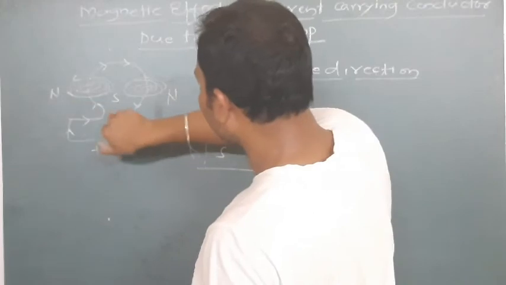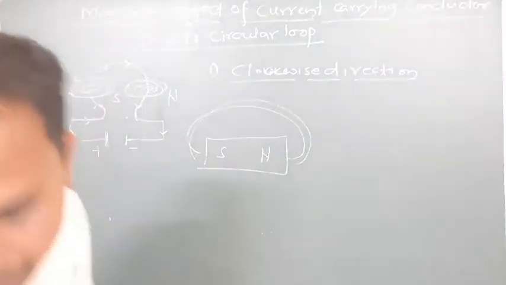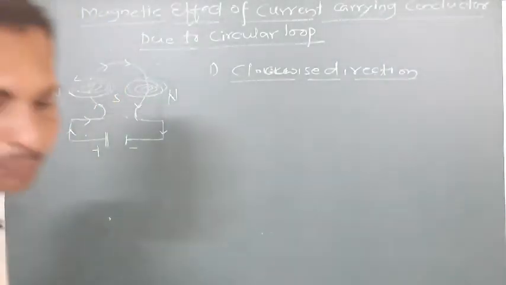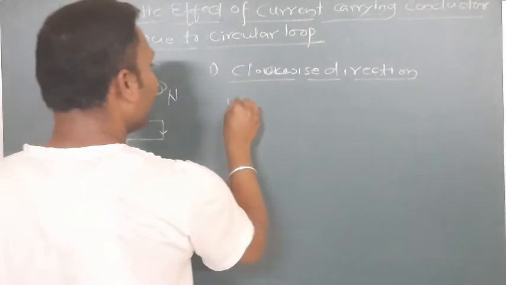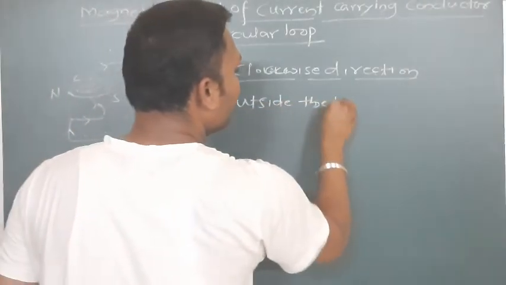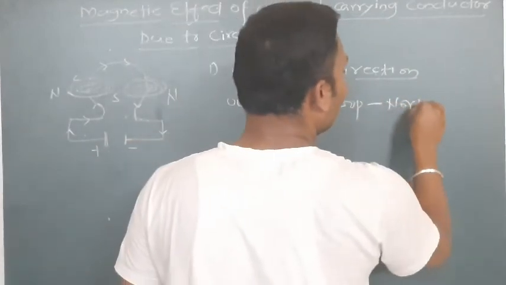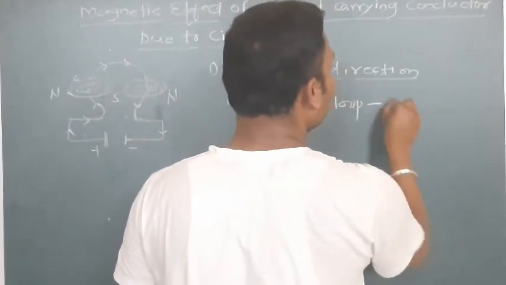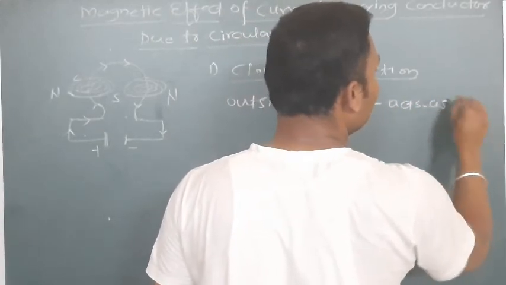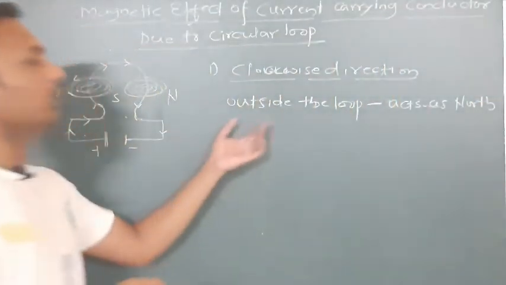This is a north and this is a south here. Okay, this is what we can write. Outside the loop, what is it? North. It acts as a north outside the loop.